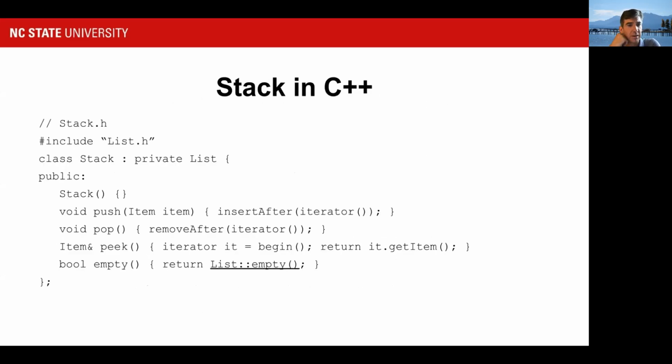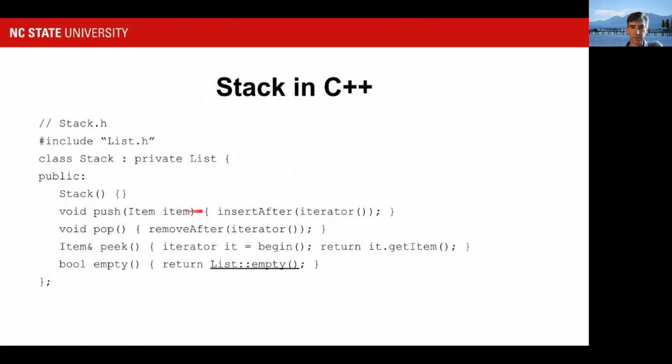So here's what maybe the stack would look like. I would say I have a stack and it privately inherits from list. So I'd have a private keyword here instead of public, and then the class name list. And then I would have my standard stack interface, right? I'd have push, pop, peek, and empty.